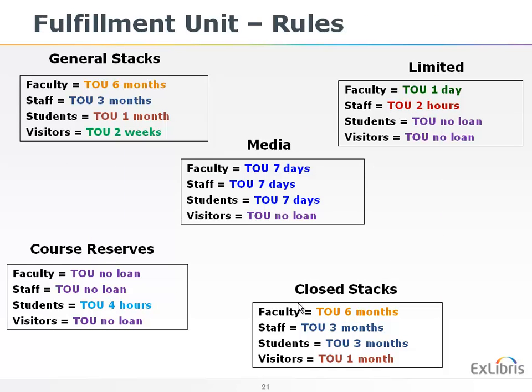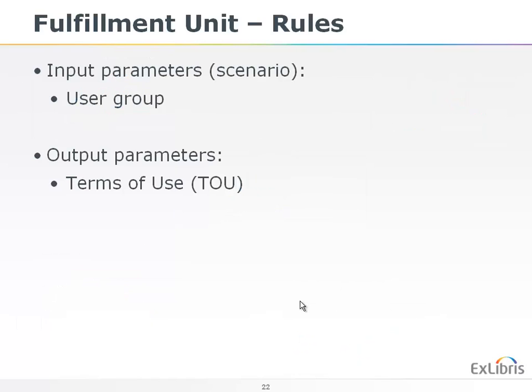A fulfillment unit also contains rules, which will be applied to the items in each of the locations listed in the fulfillment unit. These rules determine the circulation policies which will be applied to all the items in that fulfillment unit. Fulfillment rules define a certain scenario and determine the circulation policies, or terms of use, which will be applied to that scenario. For example, a patron with user group faculty wants to borrow a book from the limited stacks location.